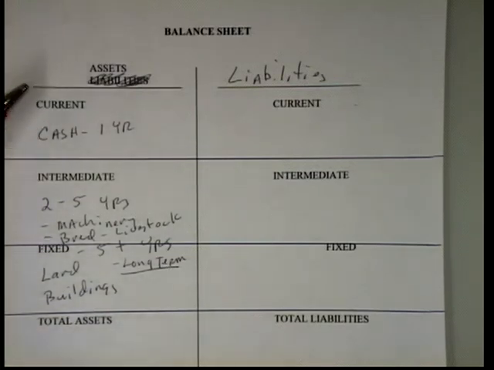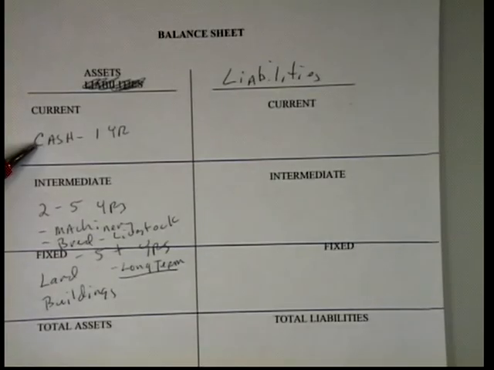A current asset can be converted to cash within 1 year. Your feeder cattle, your grain, your cash in the bank, and savings accounts are examples. The intermediate would be assets converted to cash in 2 to 5 years. That relates to machinery and breeding livestock. Your fixed assets, 5+ years, are basically land and buildings.